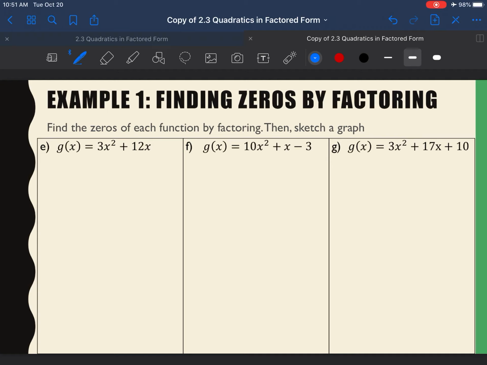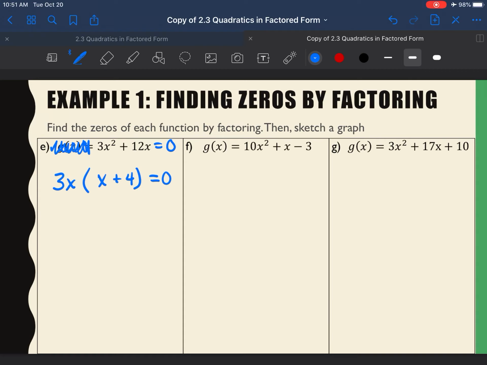On the first one, 3x squared plus 12x, we have to set it equal to 0. Actually, I'm just going to write it right there, equals 0. I'll cross this out. We don't need this anymore. Then it looks like this one's going to be greatest common factor. So factor out a 3 and also an x because they have that in common. When you divide, you have x and plus 4.